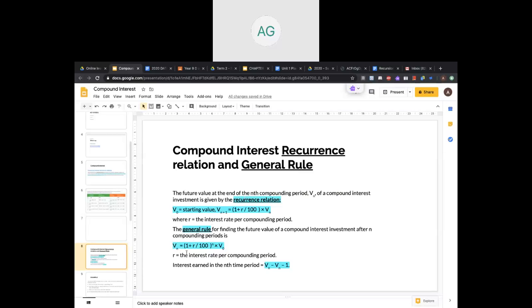So Vn equals 1 plus r divided by 100 raised to the power n. So n is the number of years, the time period, whether it's monthly or yearly, that's a time period. Times V0, V0 is a principal, the amount invested, that was 3000 in the previous example. So whatever interest you are earning every year, it is the current year's amount, take away the last year's interest amount. So that's how you get it.